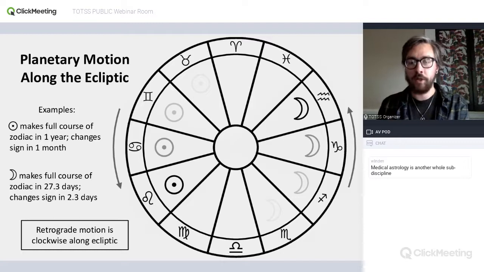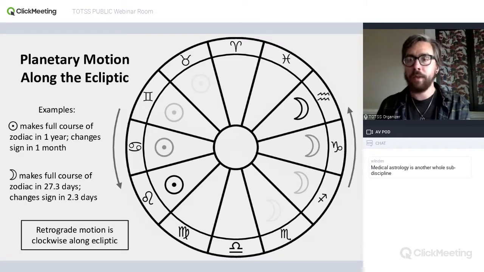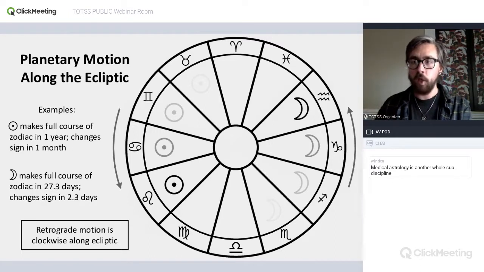And of course, the other planets also have their own planetary periods as well, just using the sun and moon as basic illustrations there. Now occasionally, the sun and moon never go retrograde, but the other 5 planets have their retrograde periods, which is the exception to the rule. Most of the time, they are moving counterclockwise around the ecliptic, but when they go retrograde, they move clockwise for a period of time.